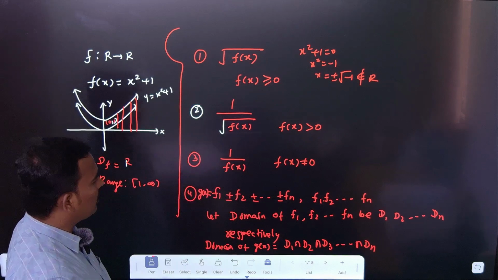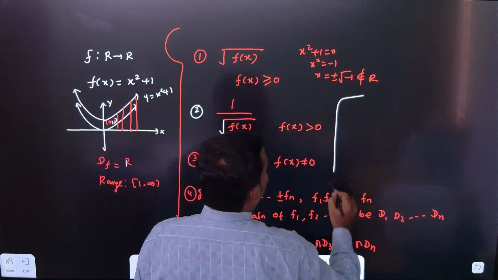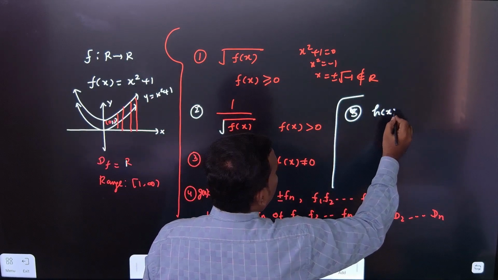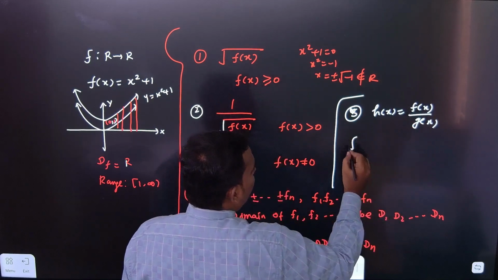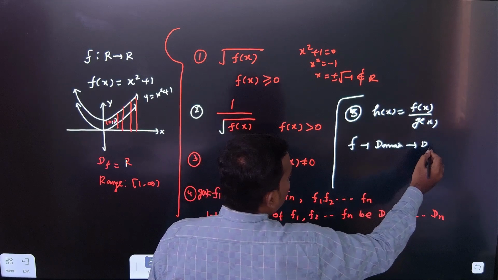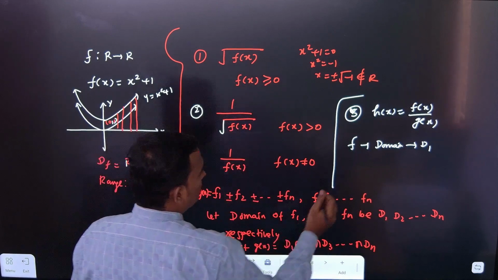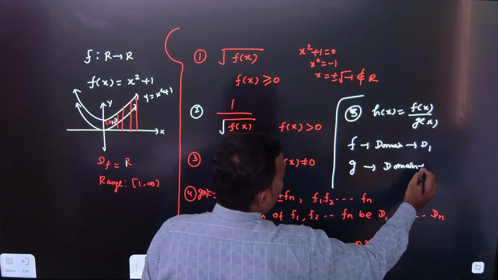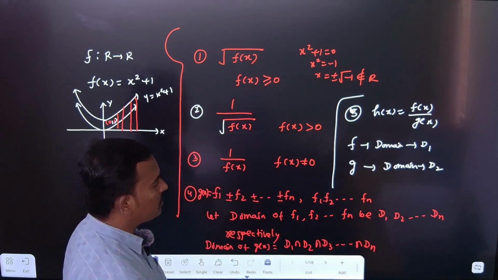Then what about division? When you come to division, suppose h of x is f of x by g of x. Suppose the domain of f is d1, and the domain of g is d2. What is the domain of h of x, the ratio of the two functions?